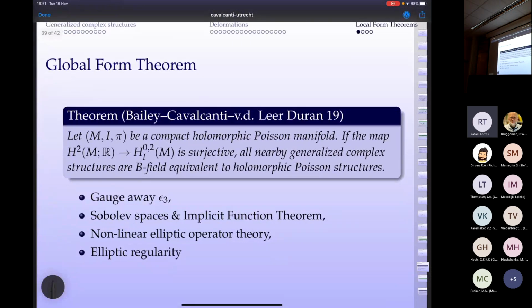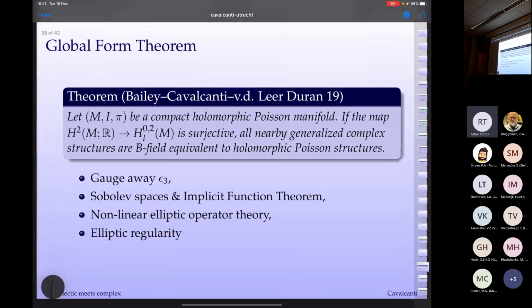We kind of gauge away this complex structure. So the first theorem is a global theorem, so to speak. If I have a compact holomorphic Poisson manifold, and this map from H2 to H02 is surjective, as you'd have, for example, if your manifold was Kähler, then all the nearby generalized complex structures are B-field equivalent to holomorphic Poisson structures. So in a complex manifold where this map is surjective, I can only deform in holomorphic Poisson directions. Everything is always in this realm of holomorphic Poisson. You do not get something new from generalized complex.